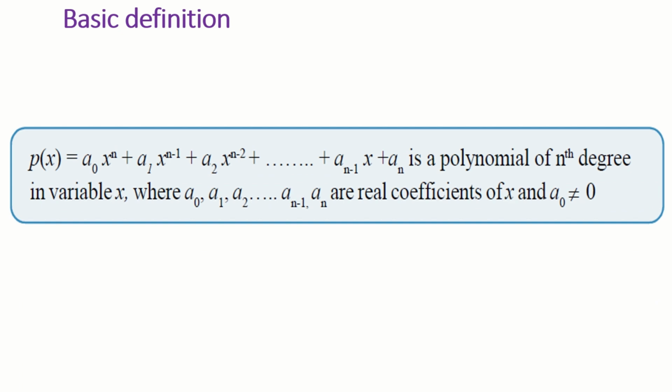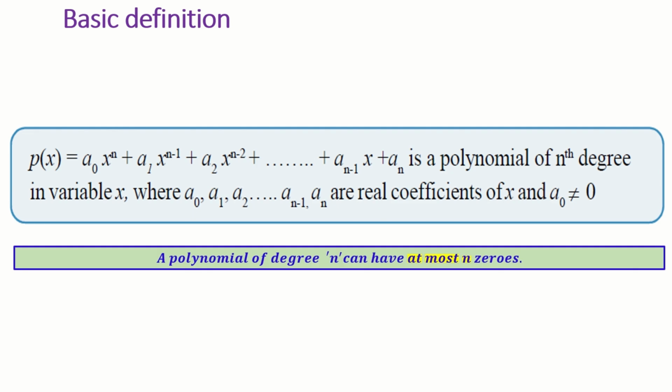The basic definition of a polynomial is that it will be in the form p of x equal to a0 x power n plus a1 x power n minus 1 up to a n minus 1 x plus a n. The most important thing is, if it is nth degree, then a0 should not be equal to 0. If a0 equals 0, then it's not nth degree, it is n minus 1 degree. And a0 to an are all real coefficients. So this is the basic definition of a polynomial.